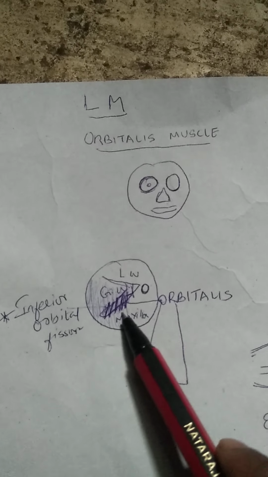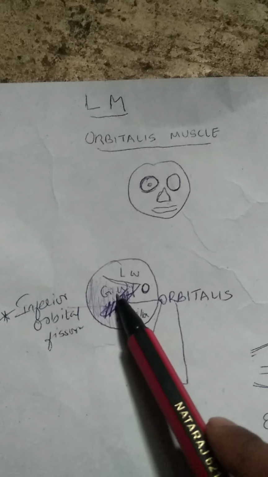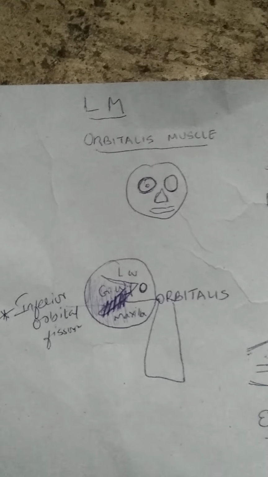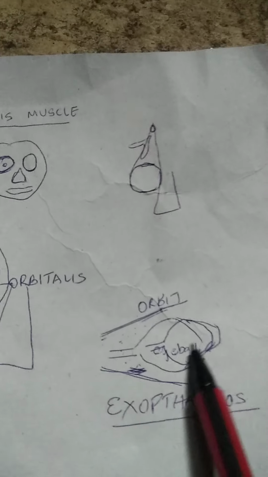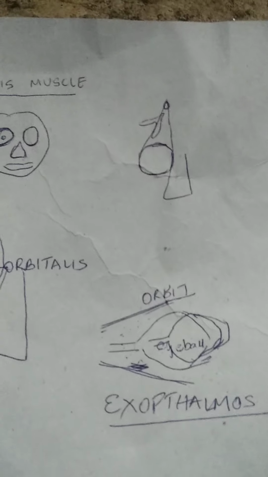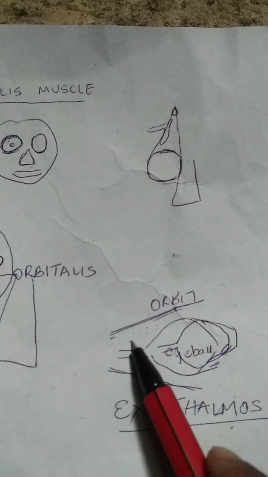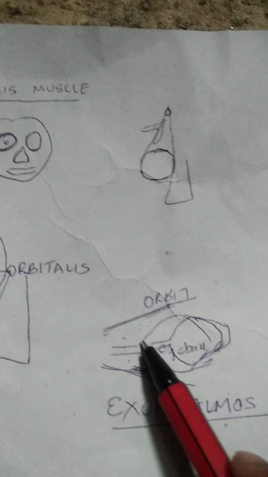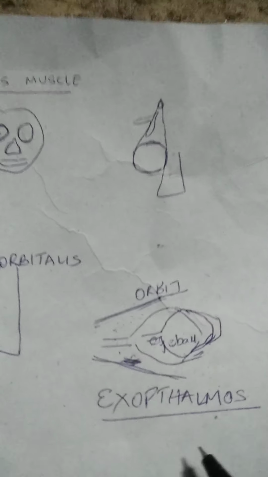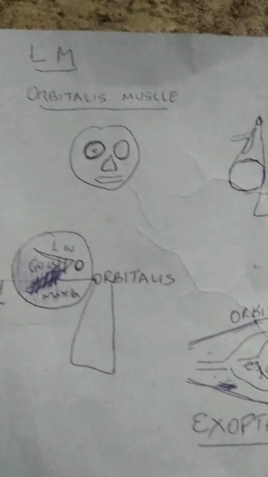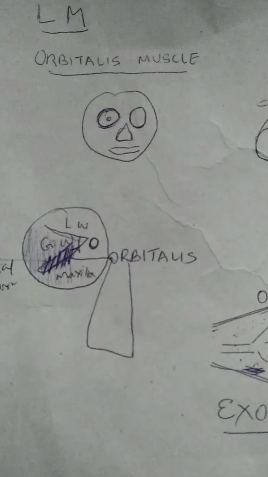This muscle takes origin from the maxilla and is inserted into the greater wing of the sphenoid bone. Nerve supply is the sympathetic nervous system. Contraction of this muscle protrudes the eyeball forward like this, and that is called exophthalmos. This kind of exophthalmos can also happen in autoimmunity, that is in Graves' disease, where there is excessive edema of the periorbital fat pushing the eyeball forward. It will always remain forward, that is exophthalmos. So this is in detail about the orbitalis muscle.